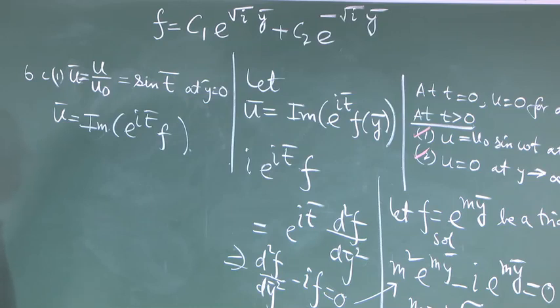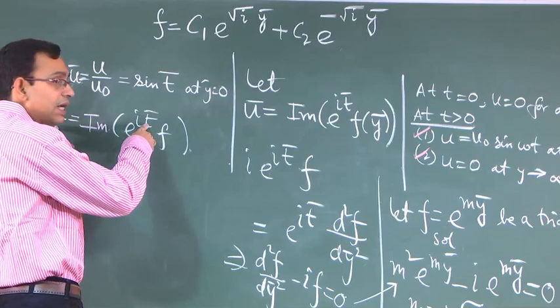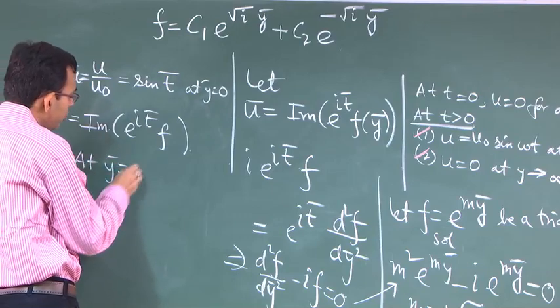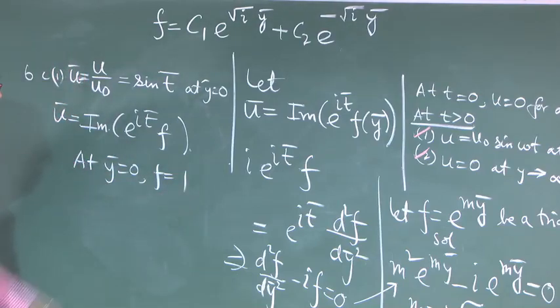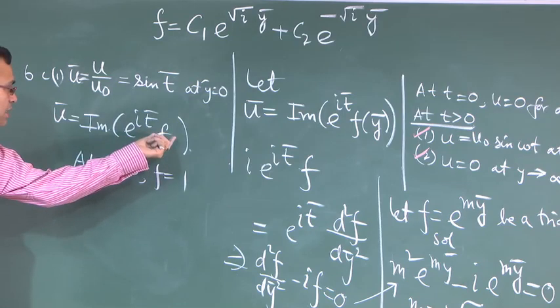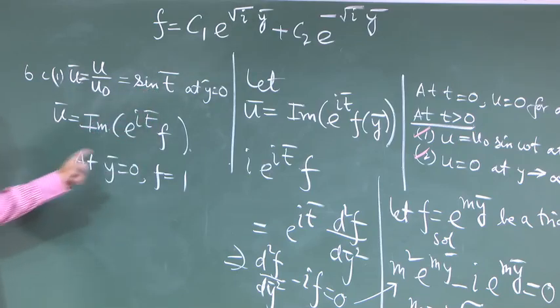So, now at y equal to 0, you have u bar is equal to sin t. So, imaginary of e to the power I t is what? It is itself sin t. That means, at y bar is equal to 0, f must be equal to 1. Otherwise, these two will not match. This will not become sin t. This will become sin t when this is 1. When this is 1, imaginary e to the power I t is sin t, which is this boundary condition. So, at y equal to 0, f must be 1.